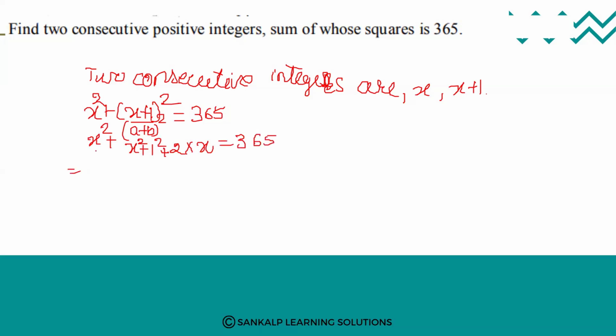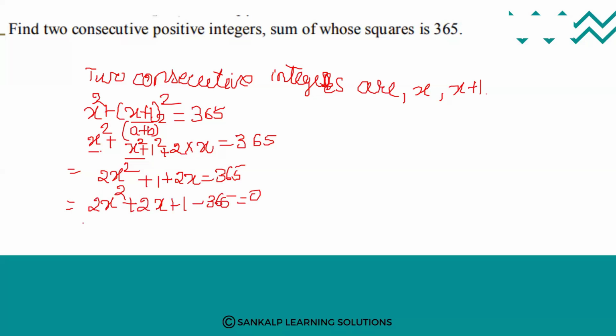Now, x squared plus x squared is 2x squared. So 2x squared plus 1 plus 2x is equal to 365. Now, transfer this 365 to this side. You will get 2x squared plus 2x plus 1 minus 365 is equal to 0. So 2x squared plus 2x minus 364 is equal to 0.